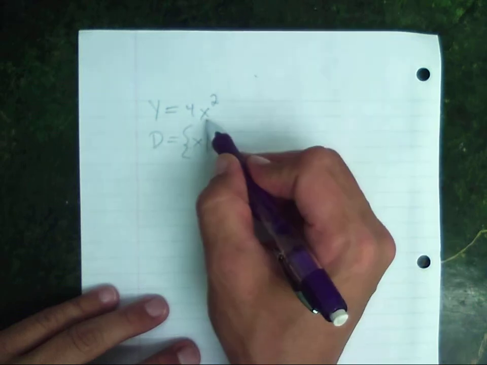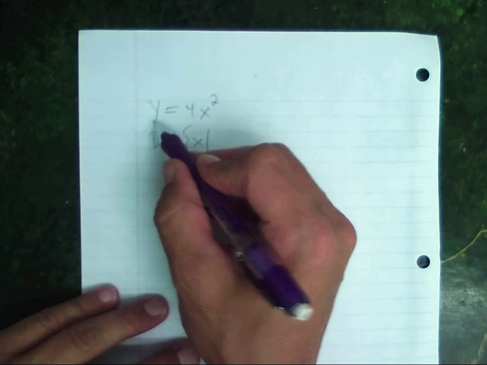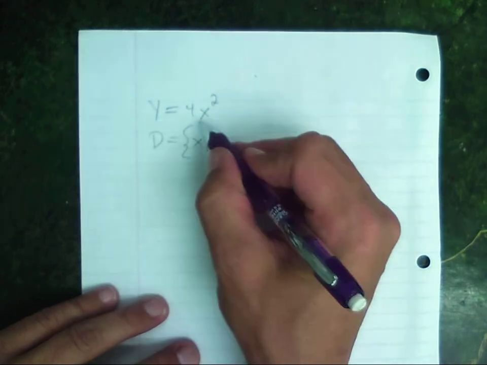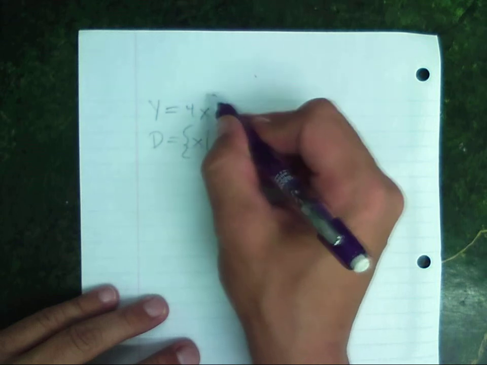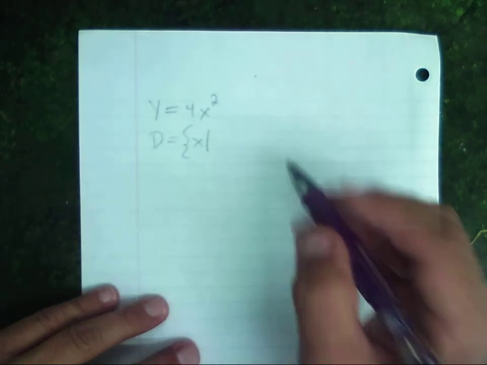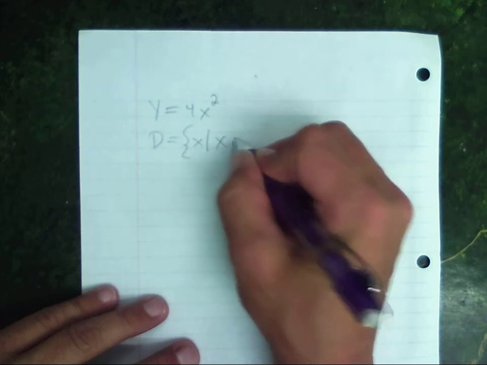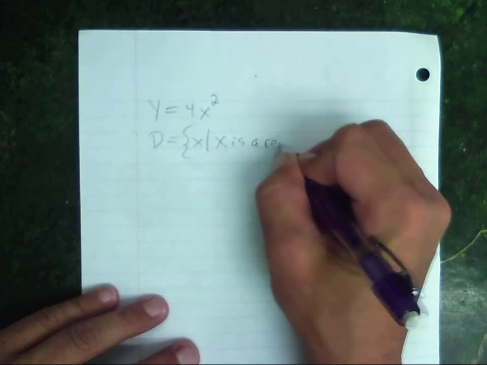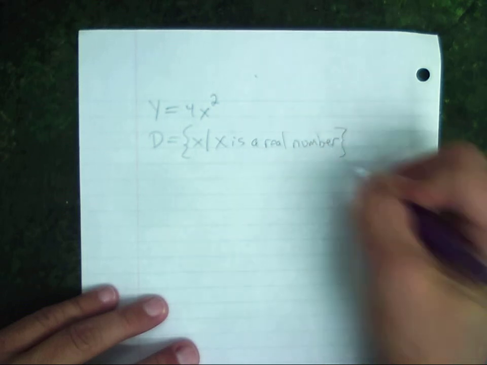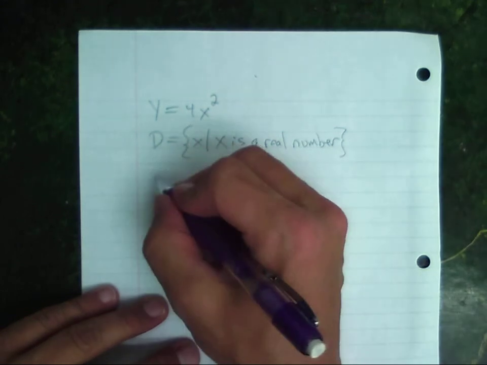If I put a 0 in, I get a 0 for y. I put a 1 in, I get 4 for y. I put a negative 1 in, I get a 4 for y. We determined that we could put any value in here for x, and we will get a value for y. So the domain of this function is x is a real number, because we could put any value in for x.